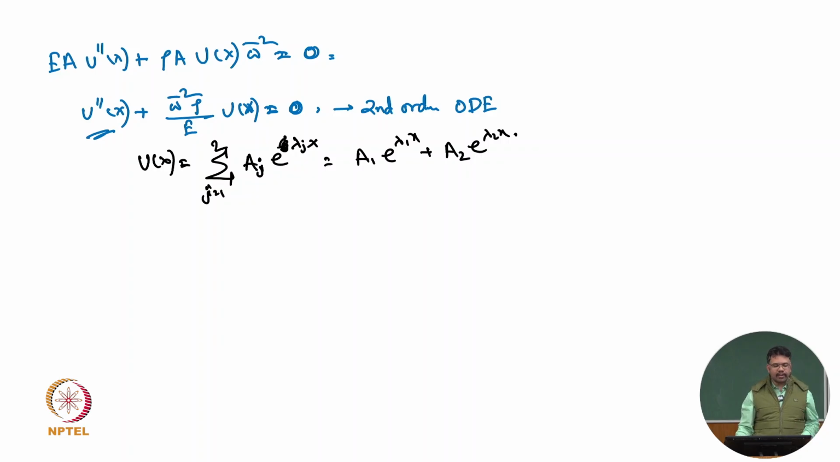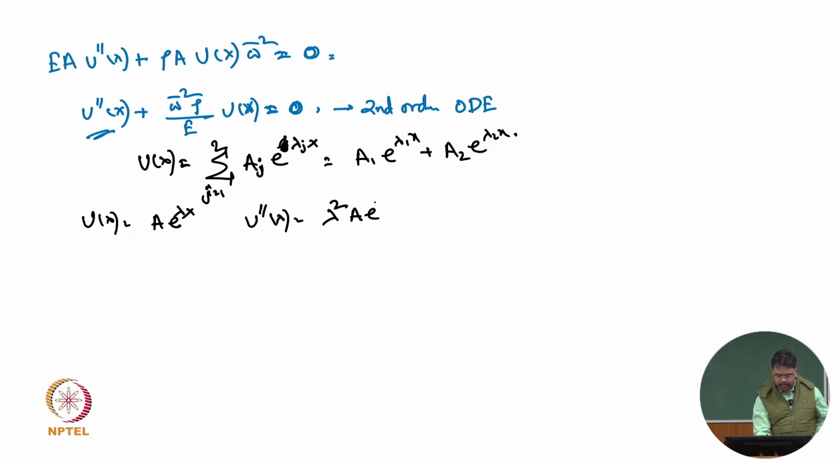And how can we get the lambda? We generally do not put the solution this way. We generally put the characteristic equation. So what will we substitute here? We will substitute ux equal to a e to the power of lambda x. If we substitute e to the power of lambda x, what will be u double dot x? That will be lambda square a e to the power of lambda x. Agreed?